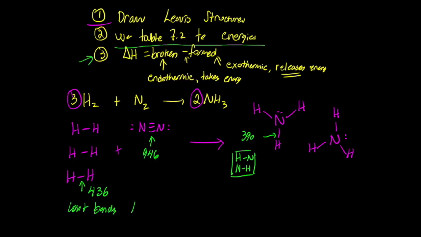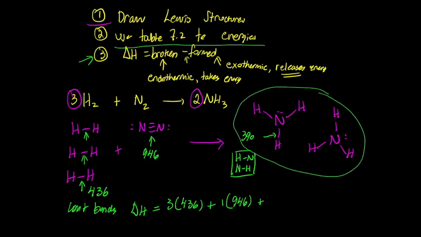All right. So the delta H for this reaction is the bonds broken. You see, we have 3 of these bonds. So we have 3 times 436. Okay. We have 1 of those bonds, 946. Okay. And then how many bonds do we have on this side? How many N-H bonds do we have? I count 6 of them, okay? So we have 6 of those types of bonds, and they're each worth 390, okay? And this is where we want to subtract.